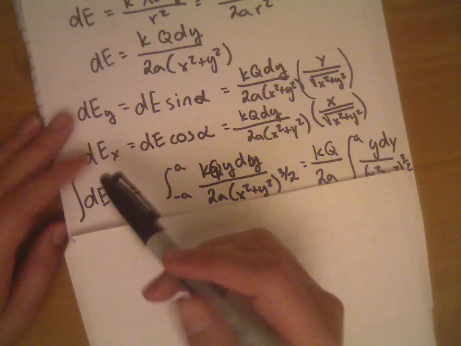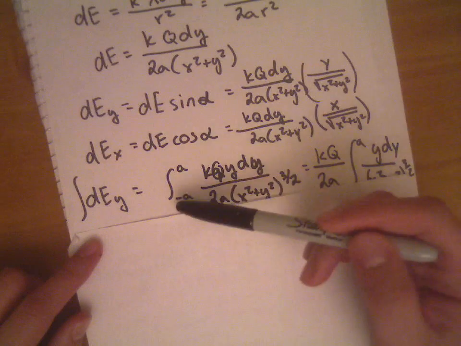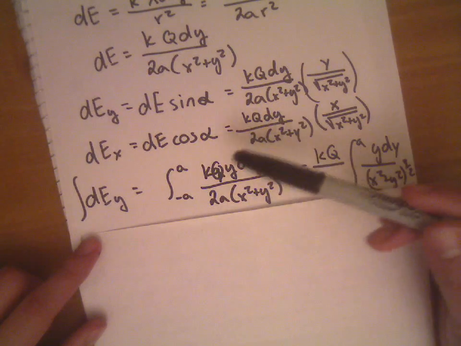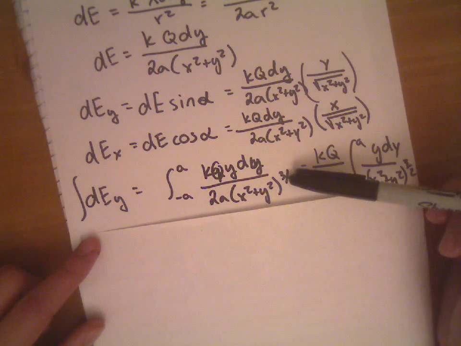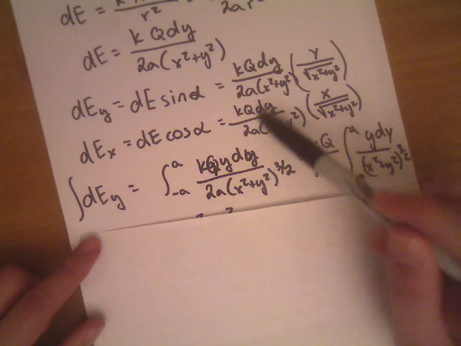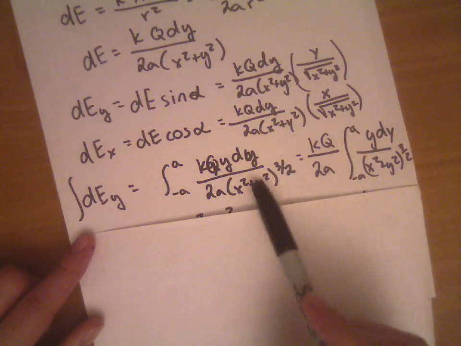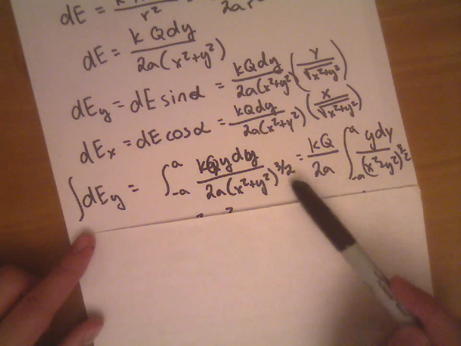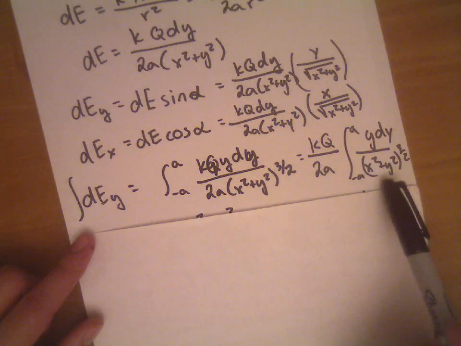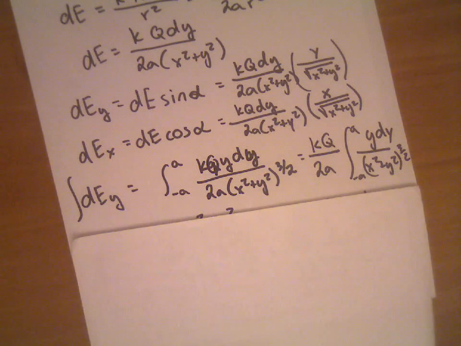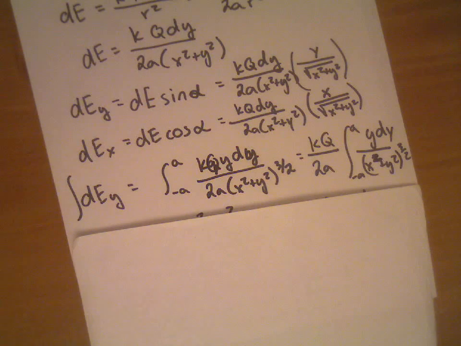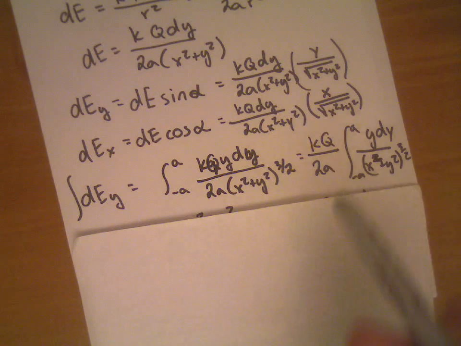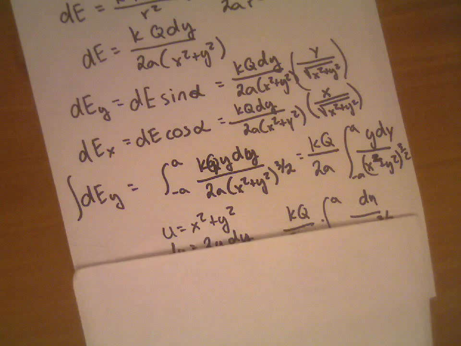So if we're going to take the integral of our electric field, we're going to go from negative a to a of kqy dy over 2a times (x squared plus y squared) to the 3/2. And that's just multiplying this out here. In this equation, we know that kq over 2a is a constant, and then y dy over (x squared plus y squared) to the 3/2 power is going to be integrated. A quick thing to note is that x does not change, so we can treat x as a constant, and we can safely integrate using one variable, which is y.